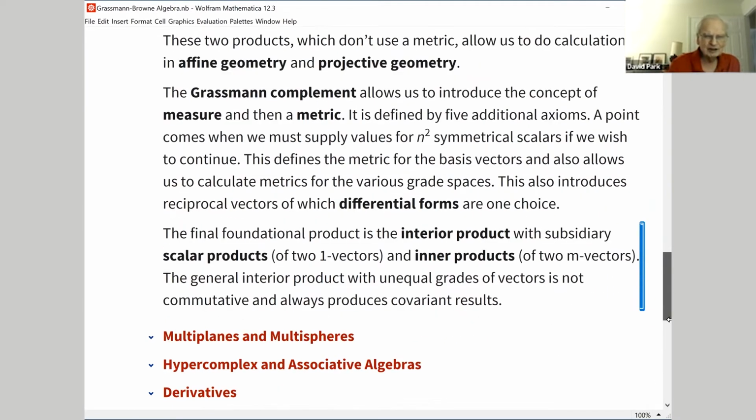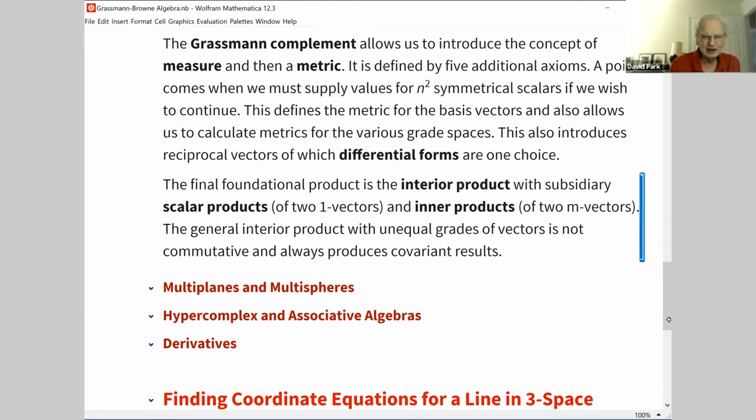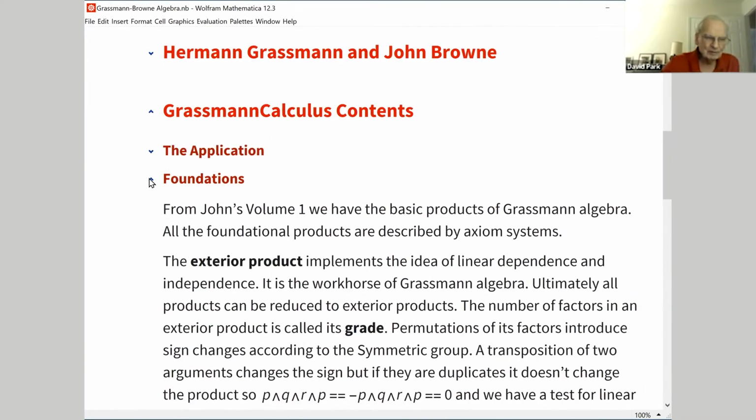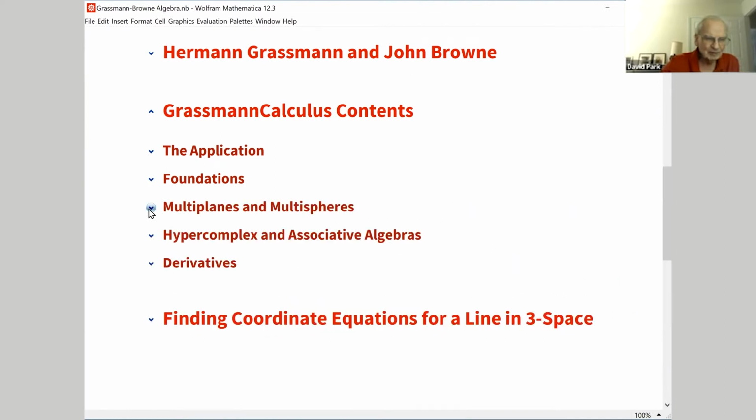The final foundational product is the exterior product with subsidiary scalar products, that is, the 2 kinds: the normal scalar product that gives you a scalar answer, and inner products of 2 equal grade M vectors, which also gives you a scalar answer. The general interior product will generally give you an exterior product back, and so if it has unequal grades on each side of it, it is not commutative and always produces covariant results. So those are the basic products along with the complement.